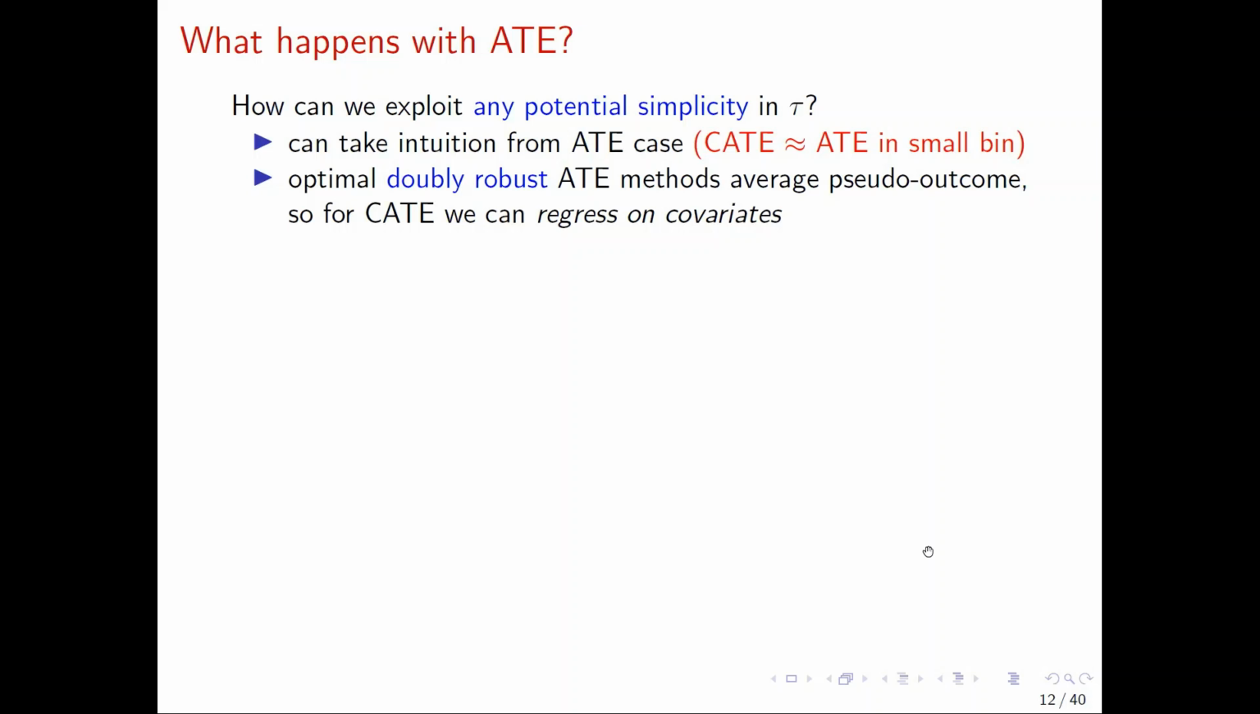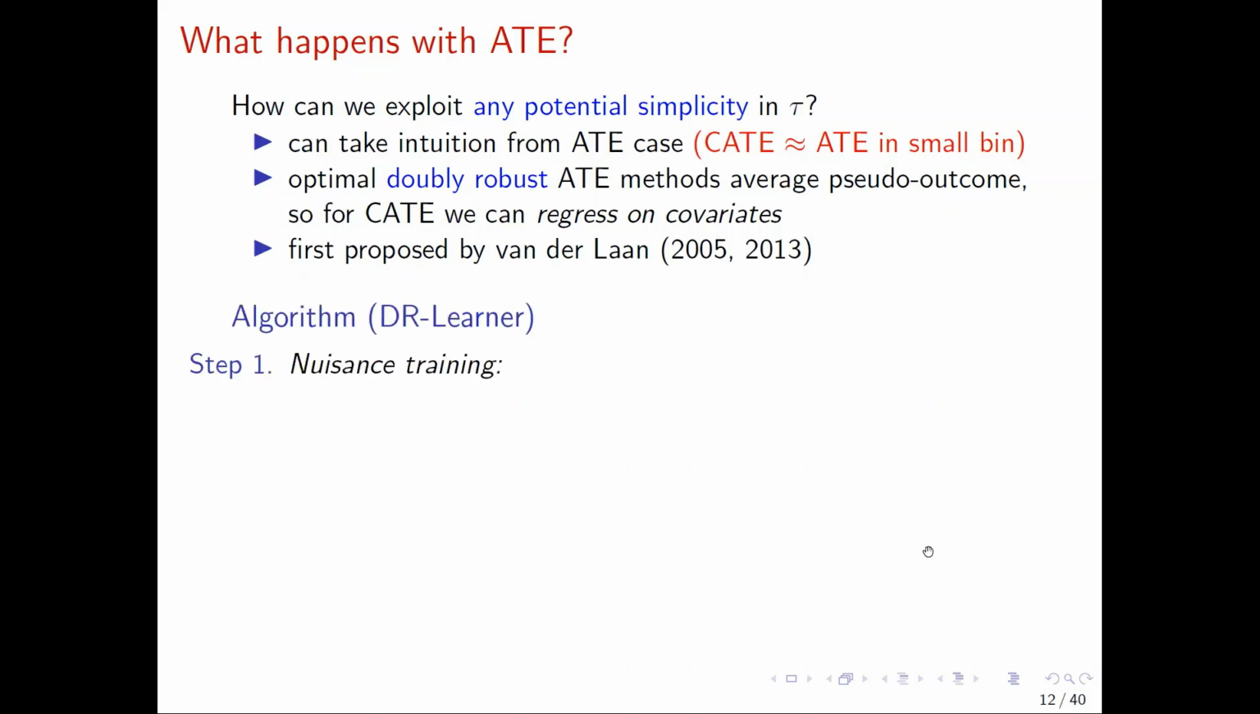So maybe for a conditional average treatment effect, I'll take the same exact thing and regress it on covariates instead of averaging it. And so this leads to a very natural kind of estimator in this setting, which has some history. The first place I ever saw it proposed is in 2005 in this paper by Mark van der Laan. People have rediscovered it over and over again over the past two decades. So I'll tell you what this procedure is, and then I'm going to give some analysis of it for you.